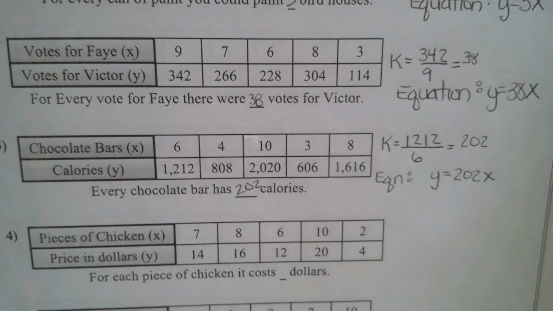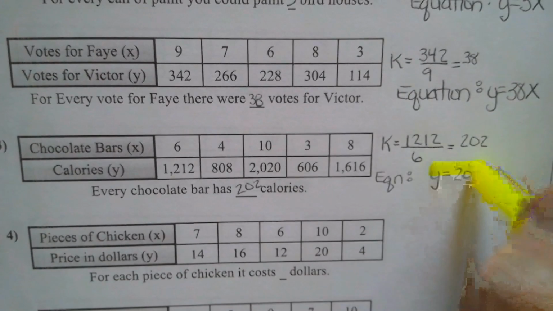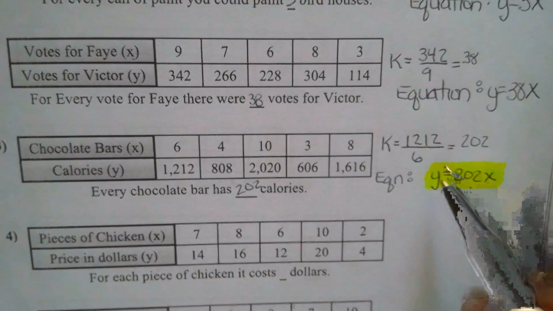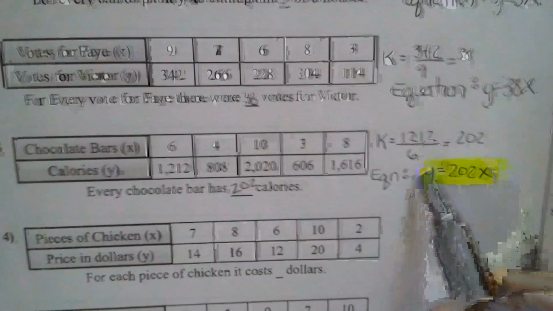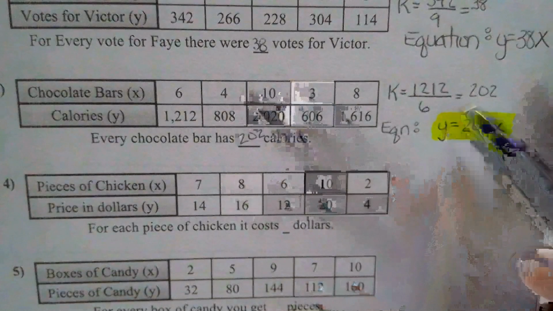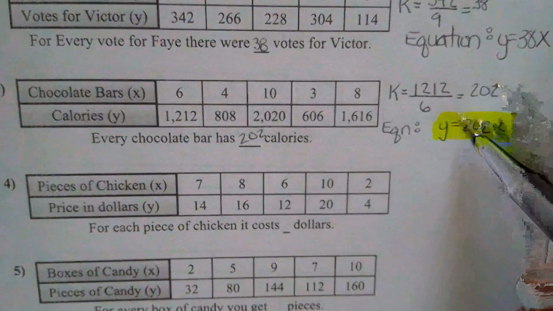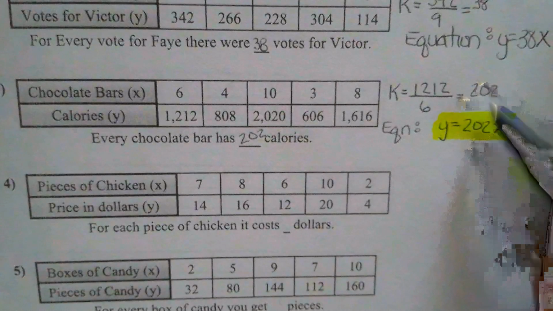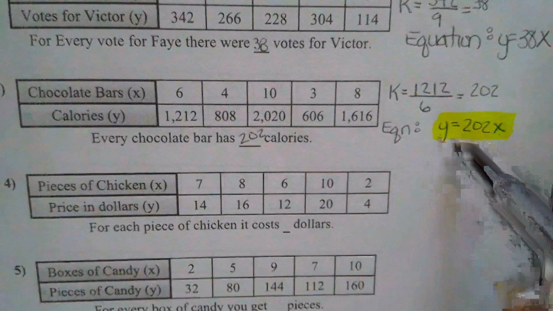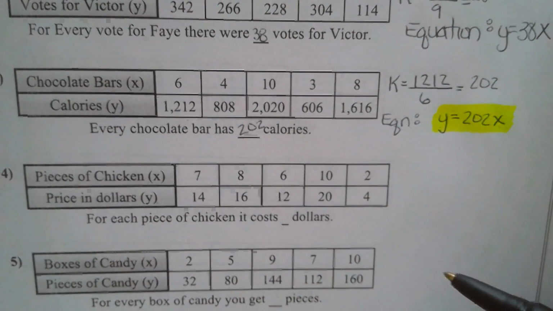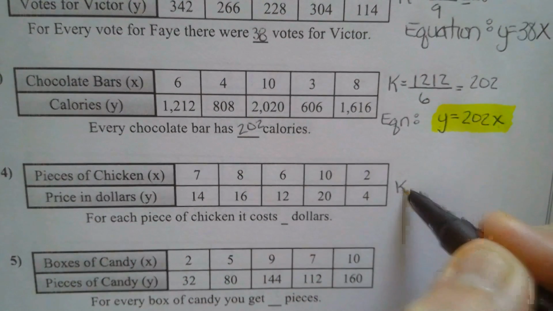202x. And it's important that you write the equation just like it says, because an equation is in terms of 2 variables, a y and an x. So this y equals 202 times x represents this table. So we don't want to be leaving pieces off. When it says write an equation, it's not 202. An equation is going to have a y and an x in it, or 2 other variables in it. Okay? All right, do one more.